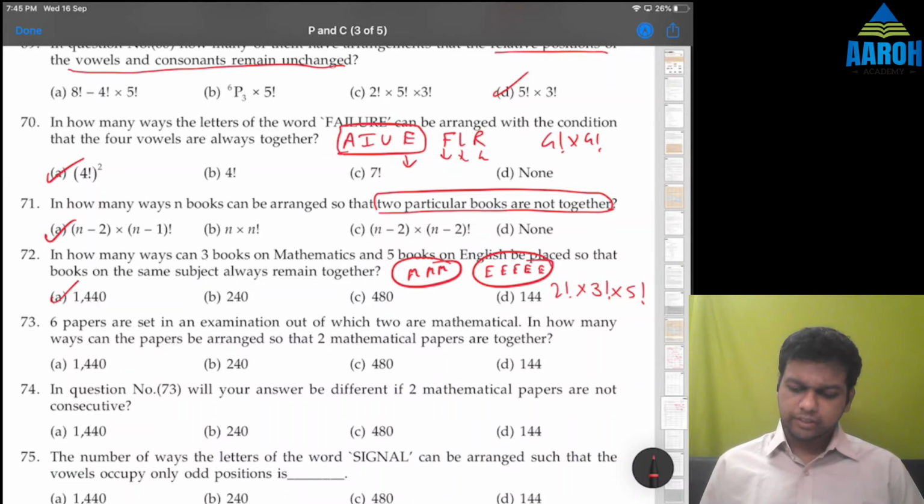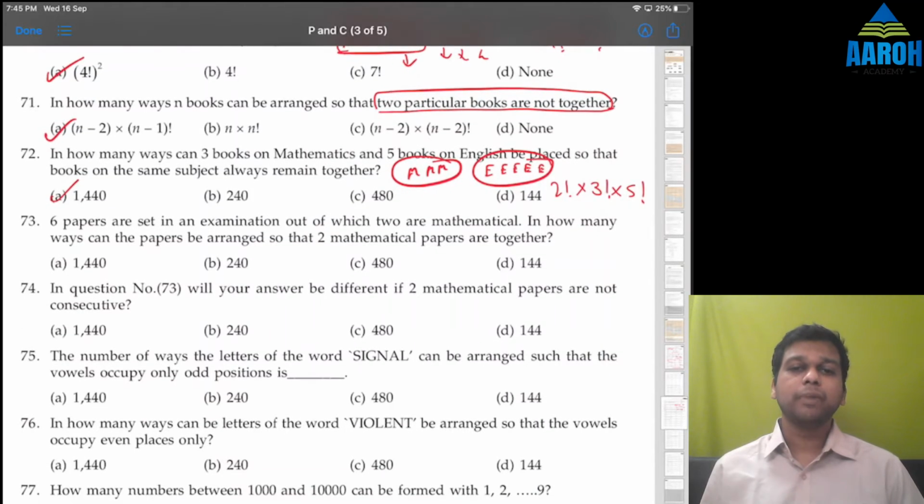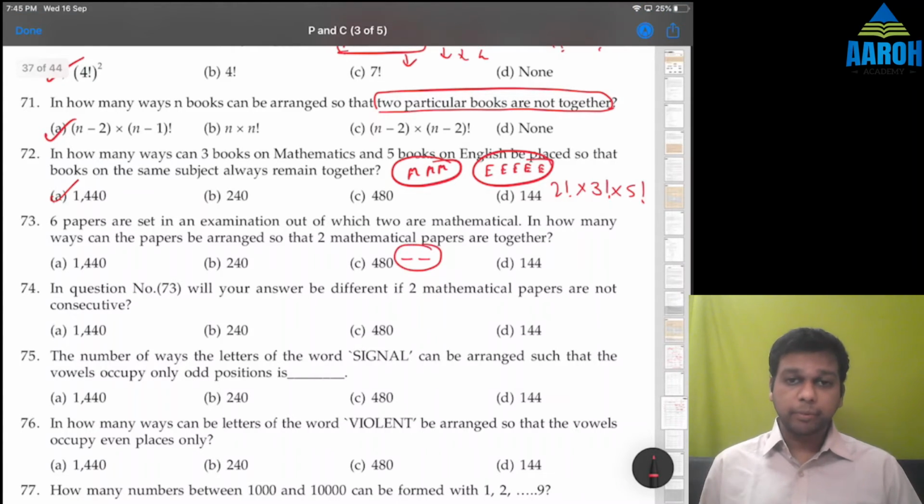Okay. 73. 6 papers are set in an examination, out of which 2 are mathematical. In how many ways can the paper be arranged so that 2 mathematical papers are together? So let's make a box of 2 mathematical papers, and remaining 4 papers are there. So including the box, we have 1, 2, 3, 4, 5 objects, and that box can be shifted in 2 factorial ways. So 5 factorial into 2 factorial, 240 will be the correct answer.